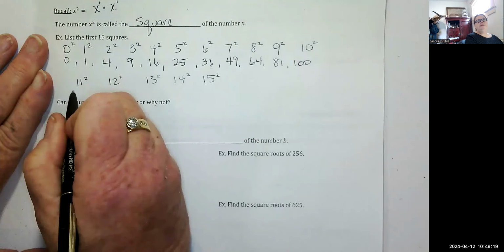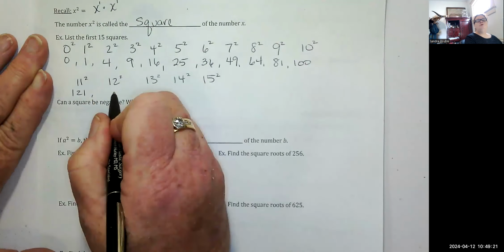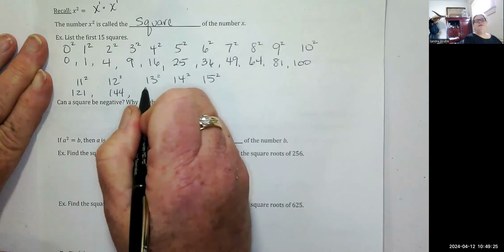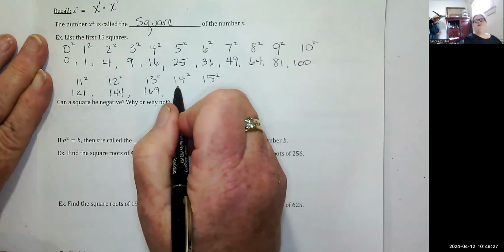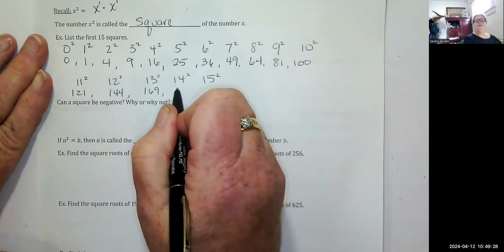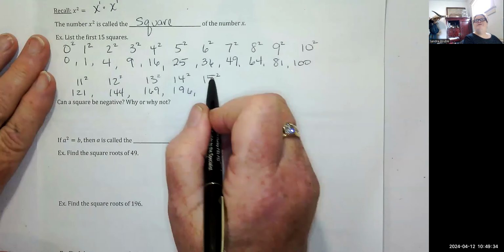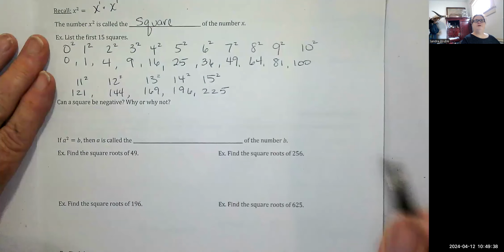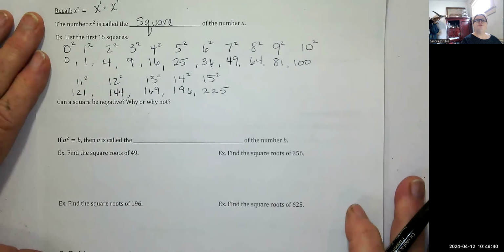11 squared, 11 times 11 is 121. 12 squared, 12 times 12 is 144. 13 squared, 13 times 13 is 169. 14 squared, 14 times 14 is 196. I remember that because 169, 196, they just flip. And then 15 squared is 15 times 15, 225. All right, we're going to be using some of these numbers as we work through this.